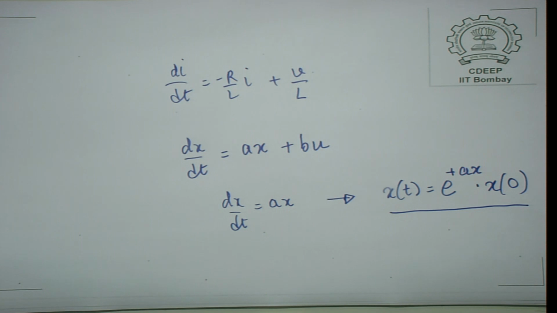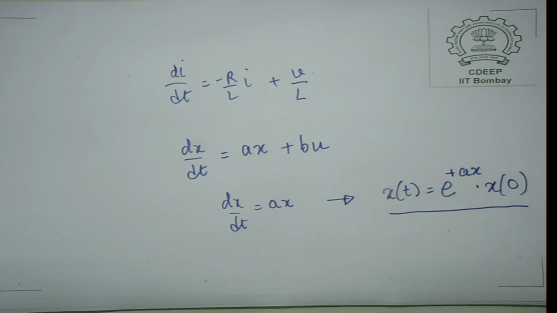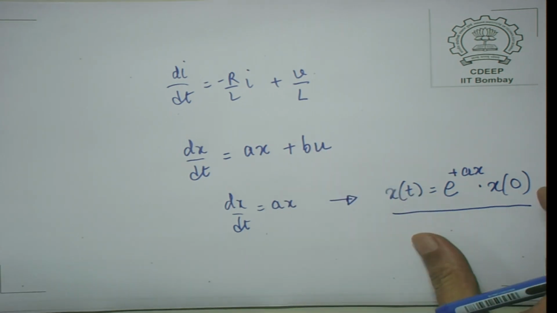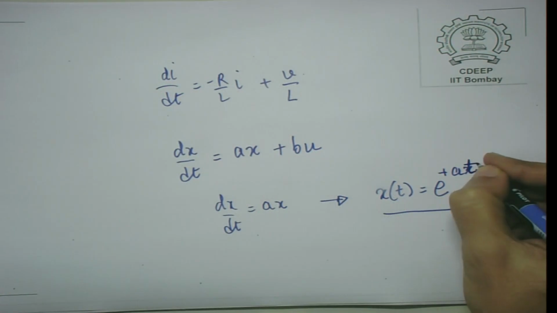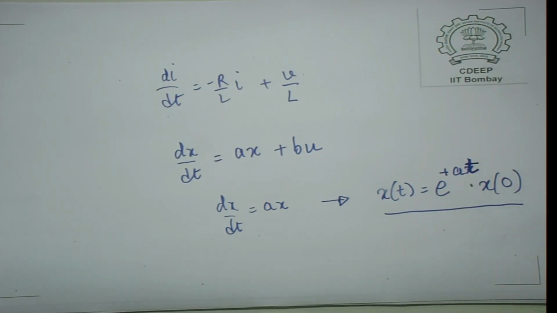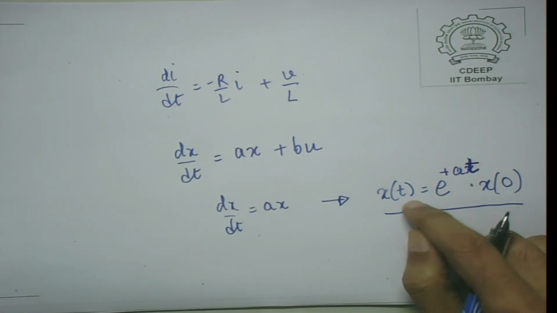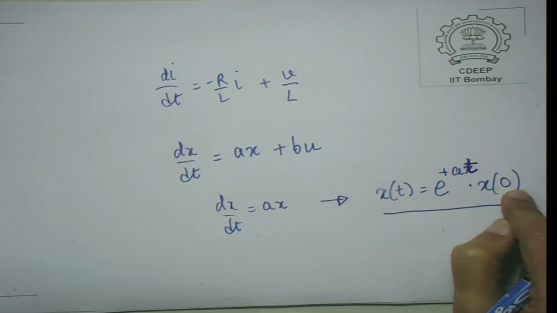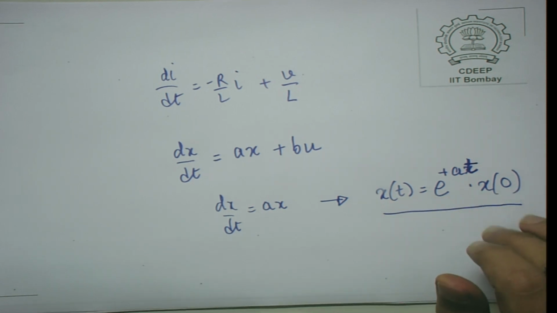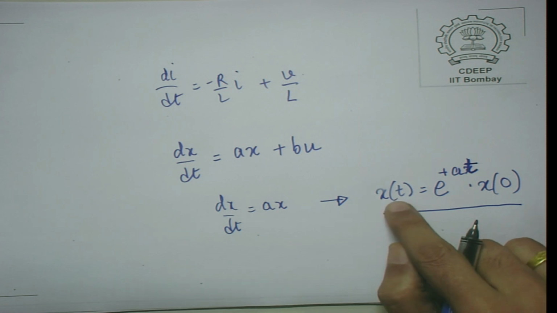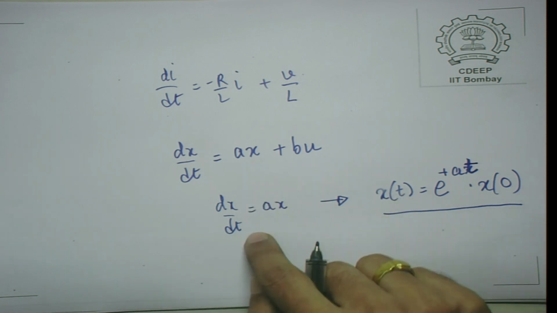What happens in case you have got an additional input? I will give you the expression without proving it. I am sorry, this should be At. Now, you can verify that at t is equal to 0, x of 0 is equal to x0. So, this is a self consistent equation, and also the derivative of x of t will satisfy this equation.